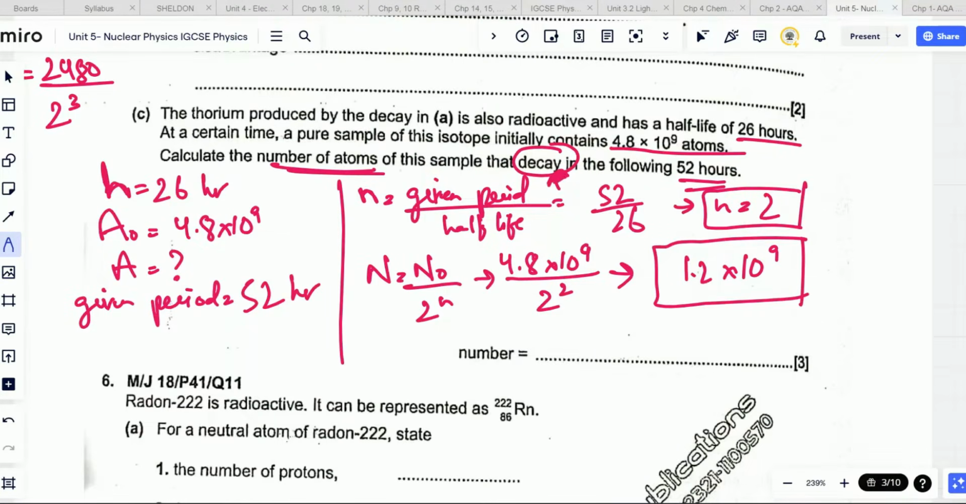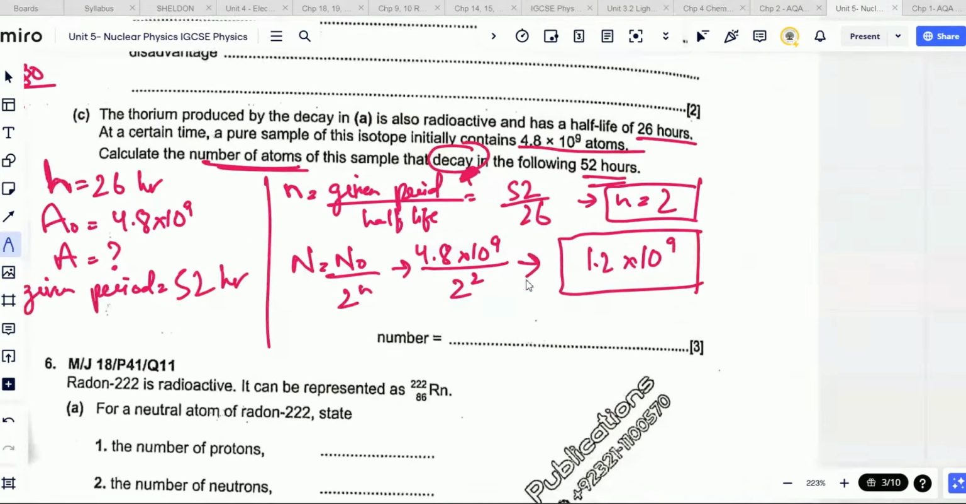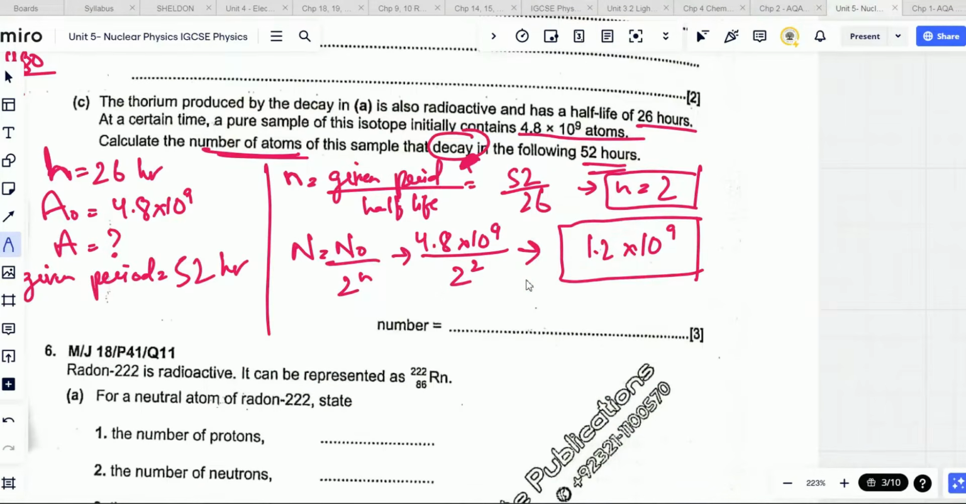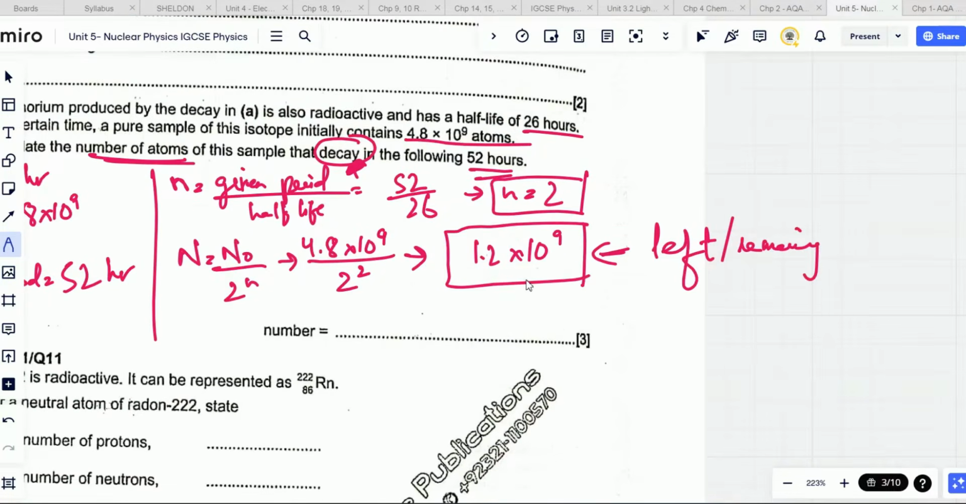Focus over here. They are not asking us to tell the number of atoms that are left. They're asking us for the ones that have decayed. Whenever you find all these count rates and atoms and volumes and masses, these all are the ones which are left, which are remaining. But in the question, they are asking us to tell the ones which have decayed.